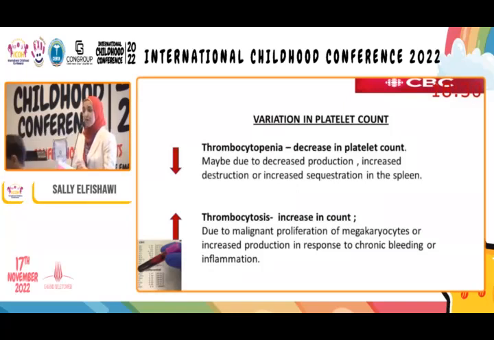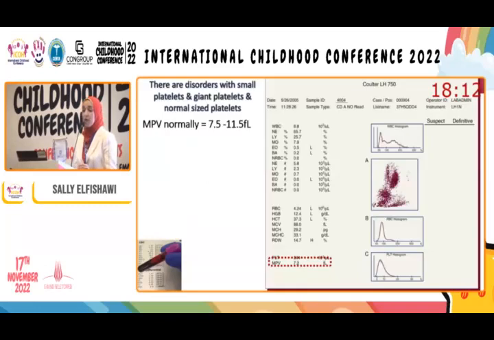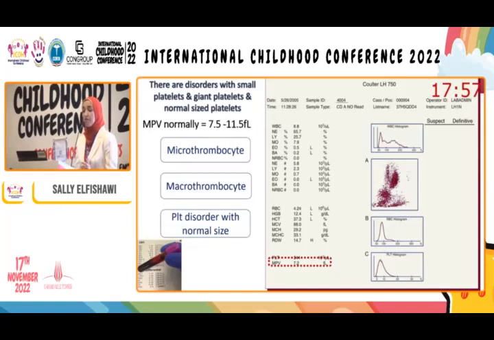As for if the number is increased, there is thrombocytosis, and you need to know if this is a primary increase or it's reactionary to another situation, such as chronic bleeding or inflammation. We have an important number in the platelets, which is the MPV, the mean platelet volume, as there are disorders with small platelets and other disorders with giant platelets and other disorders with normal sized platelets. And you will not diagnose these disorders without this number, which is the MPV.